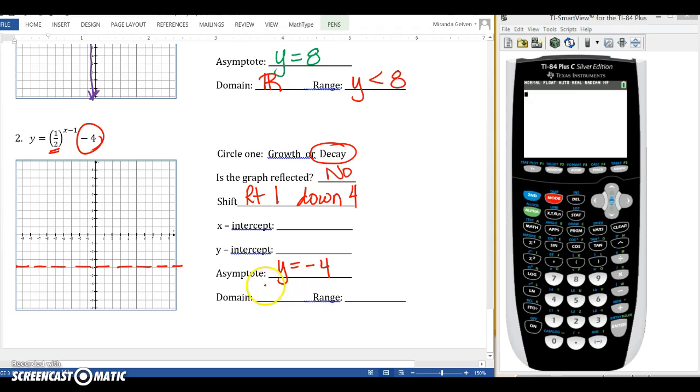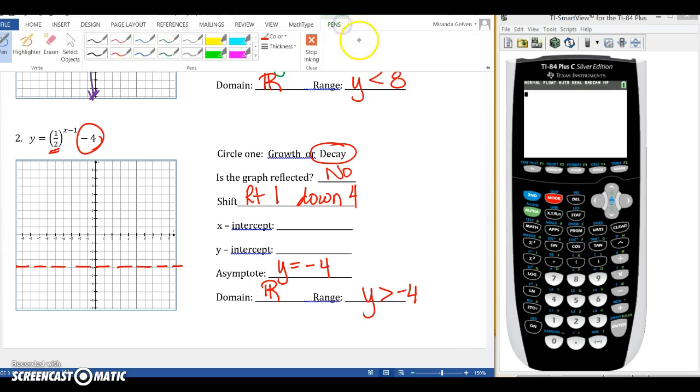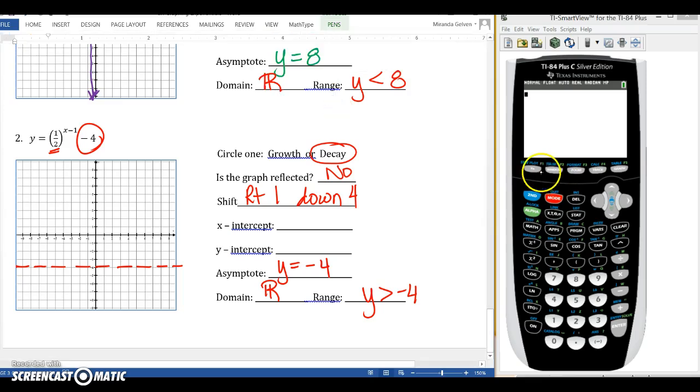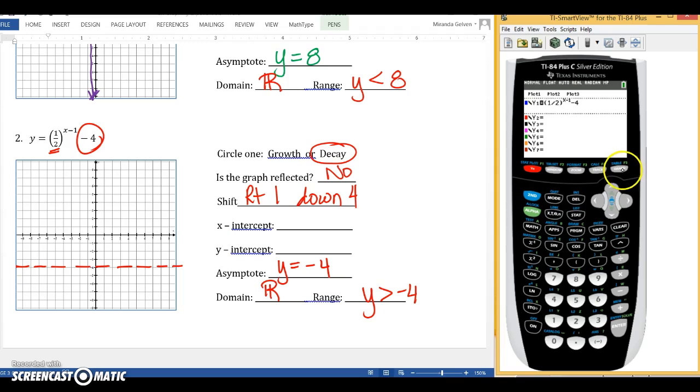My domain is always all real numbers. Since there's no reflection this time, my range will be y is greater than -4. Remember, the range is always based off of that horizontal asymptote. Okay, well, from there I need to go to the calculator and get a little bit more information. So I'm going to change to purple so you know that this is all calculator stuff. So I'm going to put my function in y equals 1/2 to the x minus 1, minus 4. Take a look at the graph.